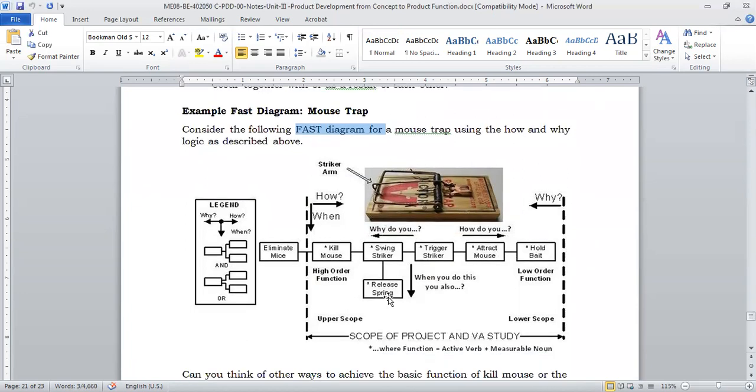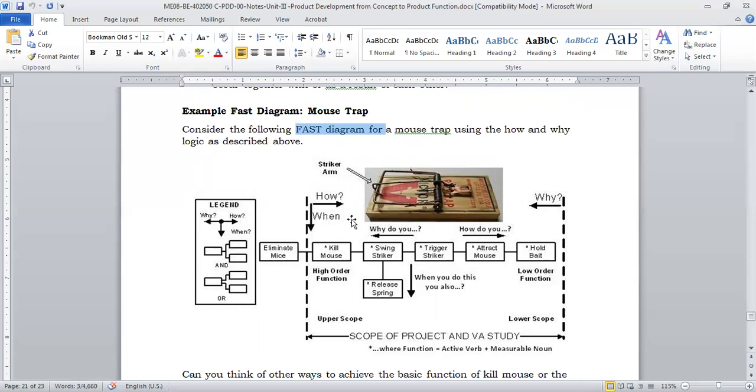Now why select this? We need a mouse trap, or we are designing a mouse trap. We can answer two questions: why and how. Why are we going to do it? Because we want to kill the mouse. Now why? Because we got a requirement that we want to kill the mouse or eliminate the mouse. So the why is basically kill mouse. And on the right hand side, how we are going to do it: by using a trap. So if you put a diagram with why and how, and when is basically what else needs to be done, okay, and or.